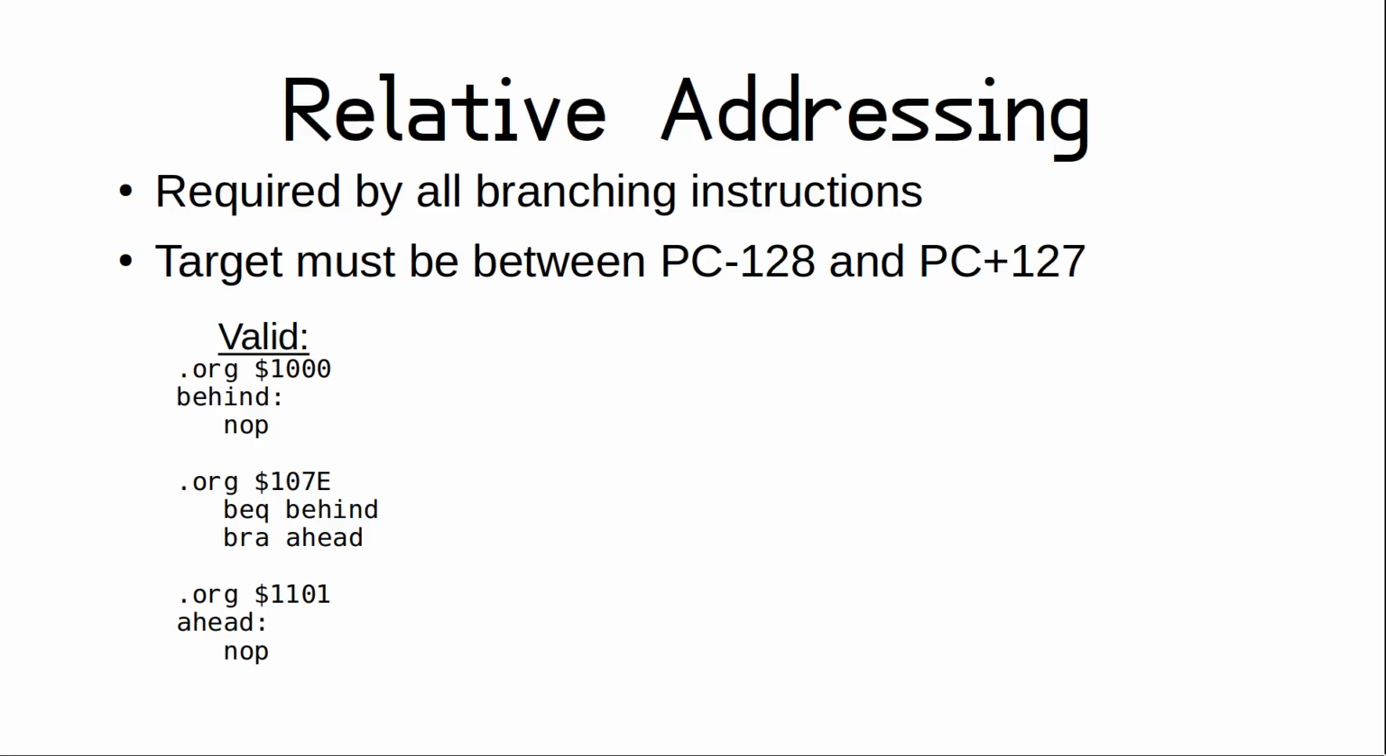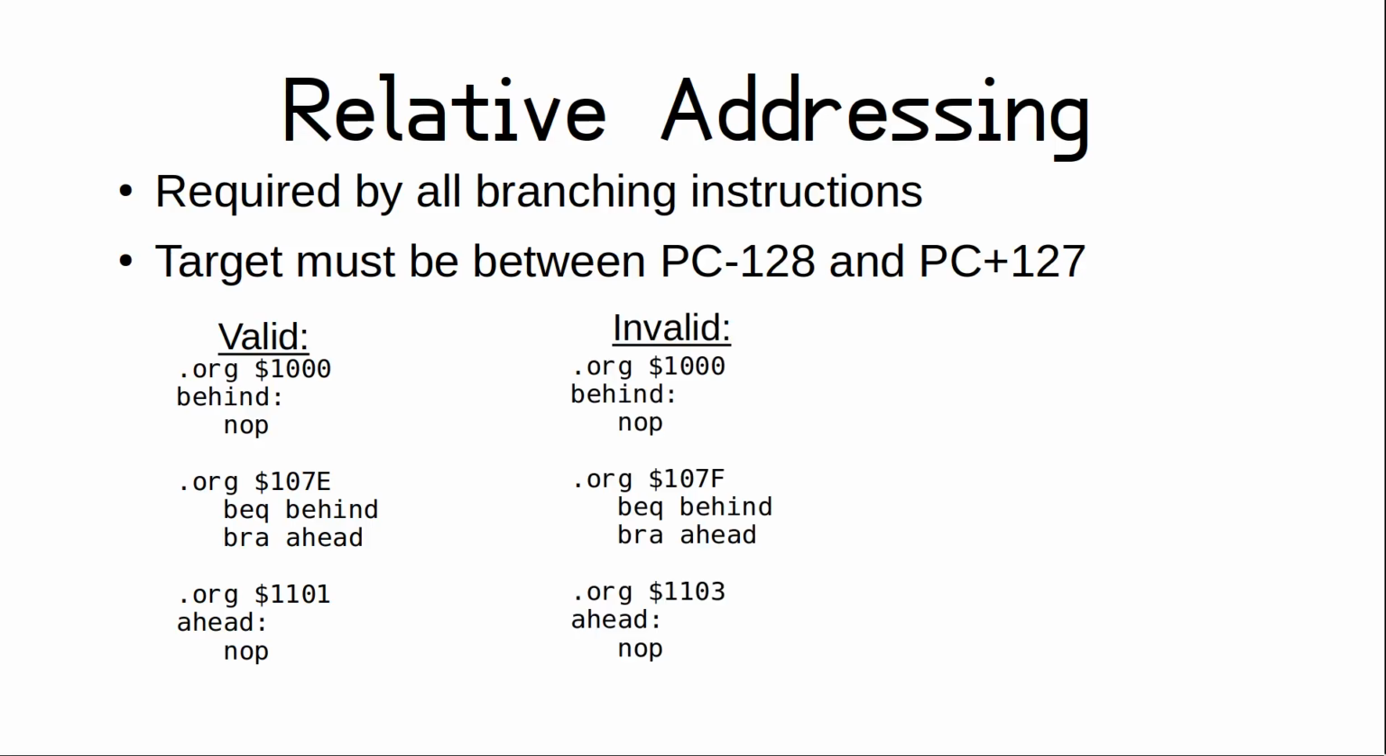If either of those labels were even a single byte farther away, this code would not assemble, which we can see in the middle example. Now we have shifted the code so that the BEQ wants to go back 129 bytes, and the BRA wants to go forward 128 bytes. Neither instruction is valid, and an assembler like CA65 will fail with errors for both lines.